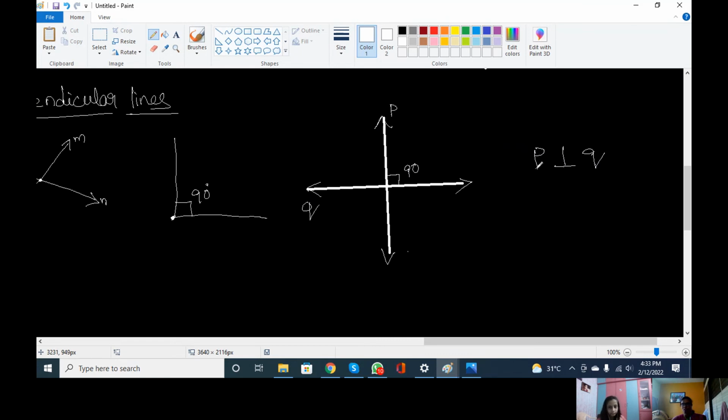How we read it? P is perpendicular to Q. If I write it like this, how you read it? M is perpendicular to N. If I write like this, AB is parallel to CD. Yes, you are right.